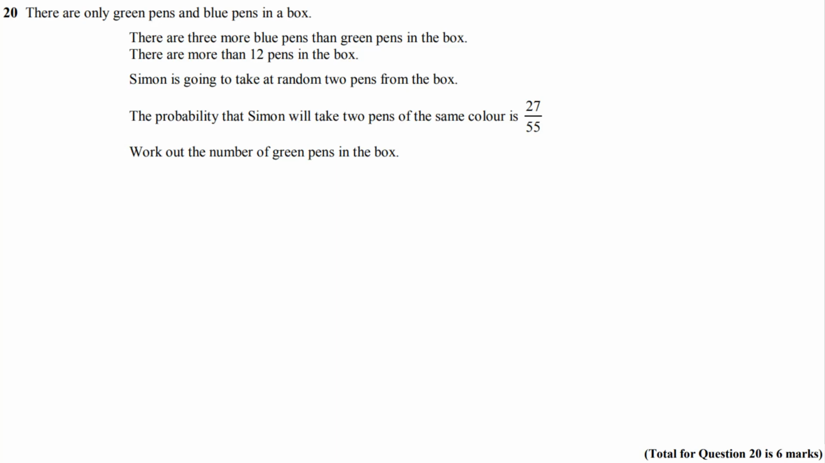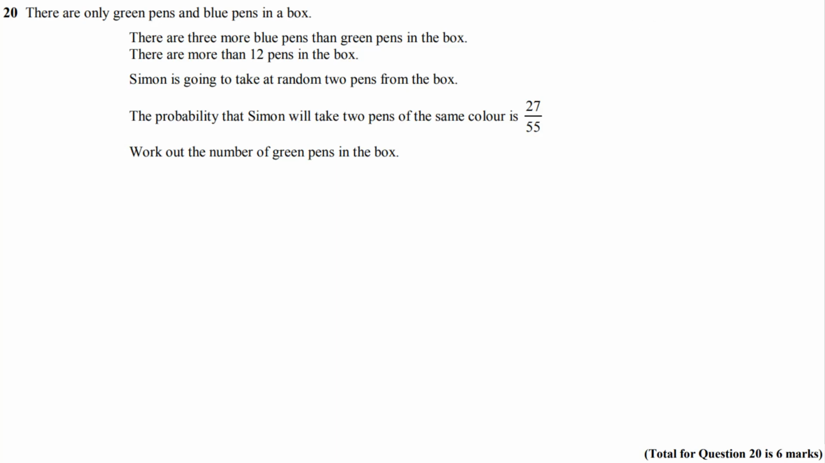There are only green pens and blue pens in a box. There are 3 more blue pens than green pens in the box. And there are more than 12 pens in the box altogether. Simon is going to take at random 2 pens from the box, and the probability that Simon will take 2 pens of the same colour is 27/55. Work out the number of green pens in the box.